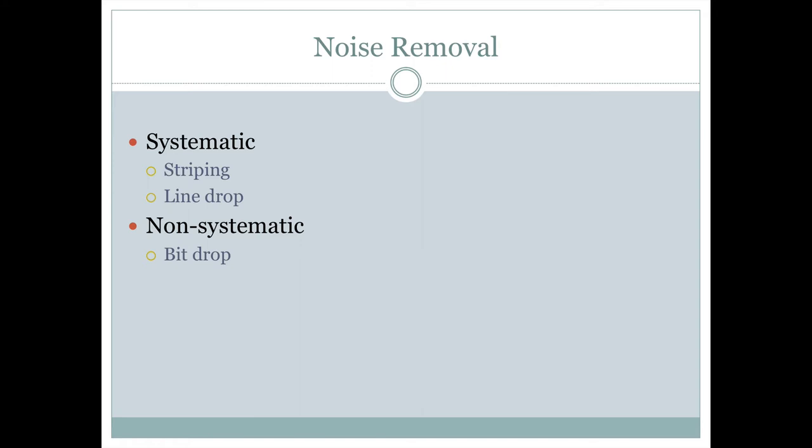non-systematic or random noise in our data, and that could just be for one individual pixel, where an individual pixel has a much different value, not based on what's on the ground, but just it's improperly recorded, even though all of the other pixels around it are correct.